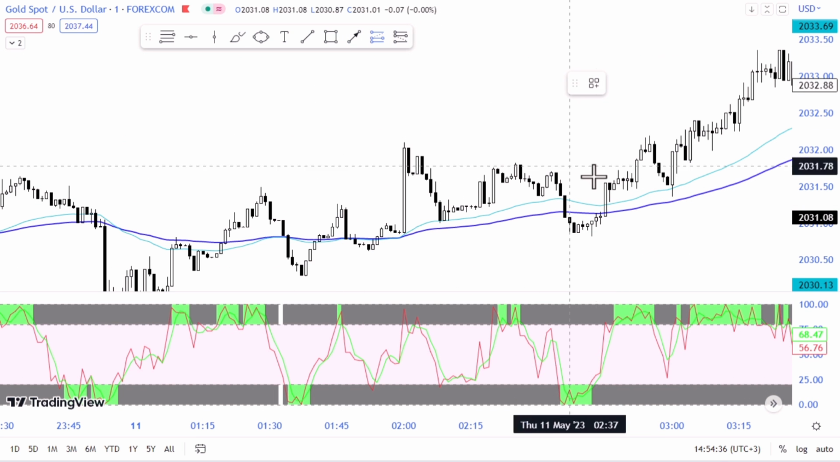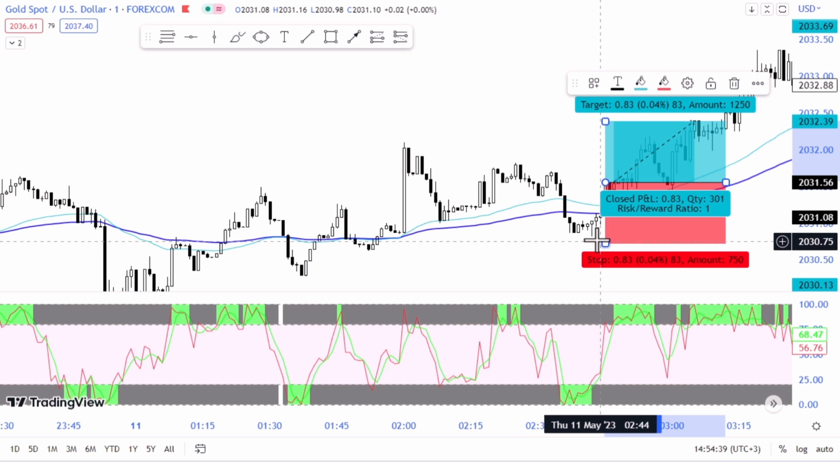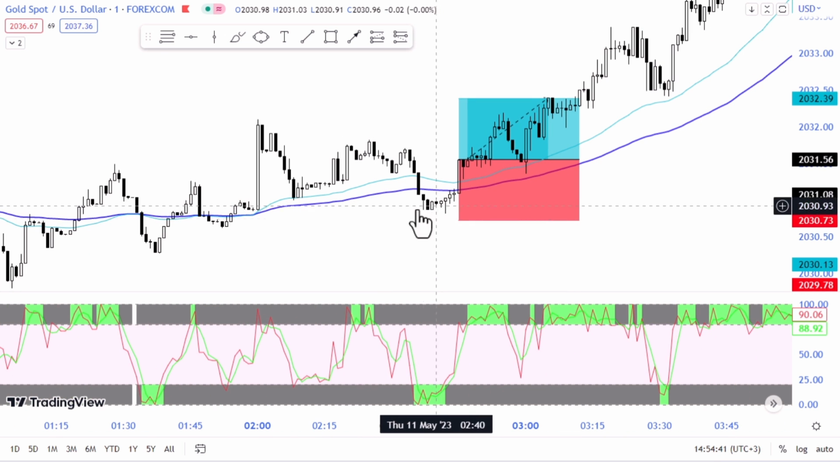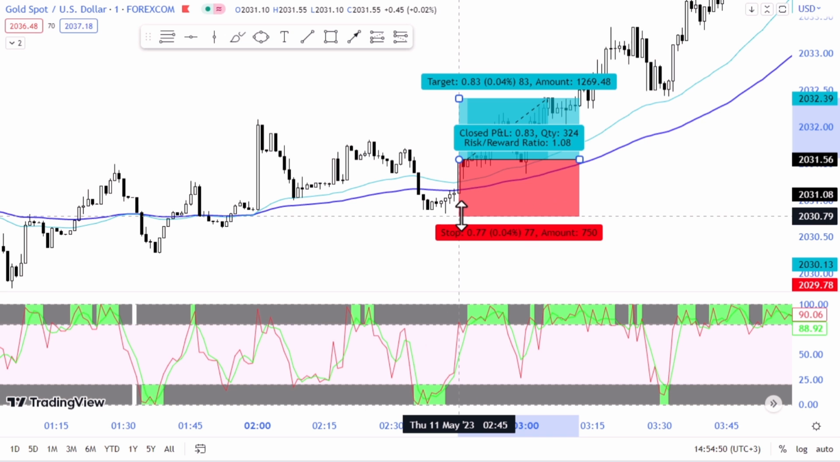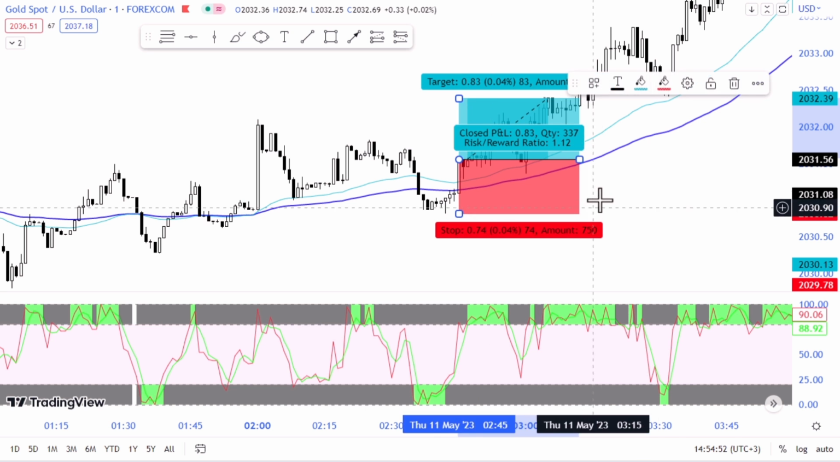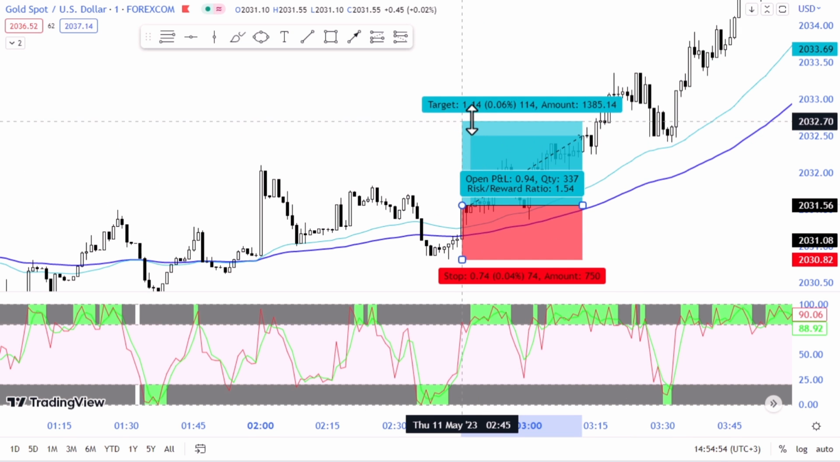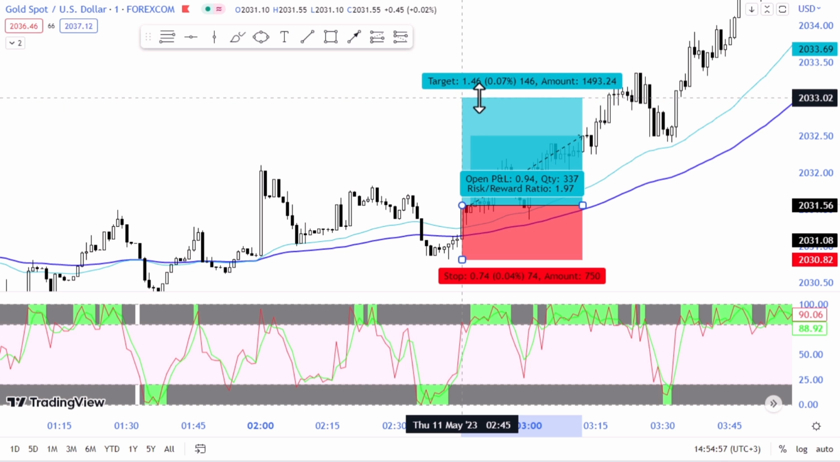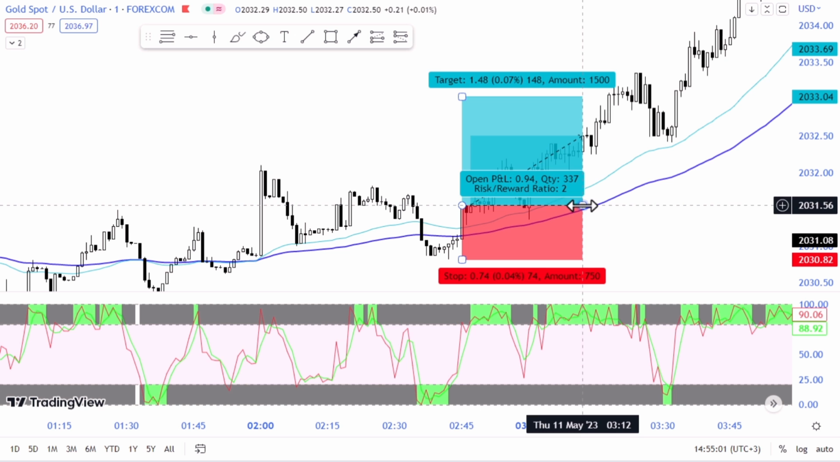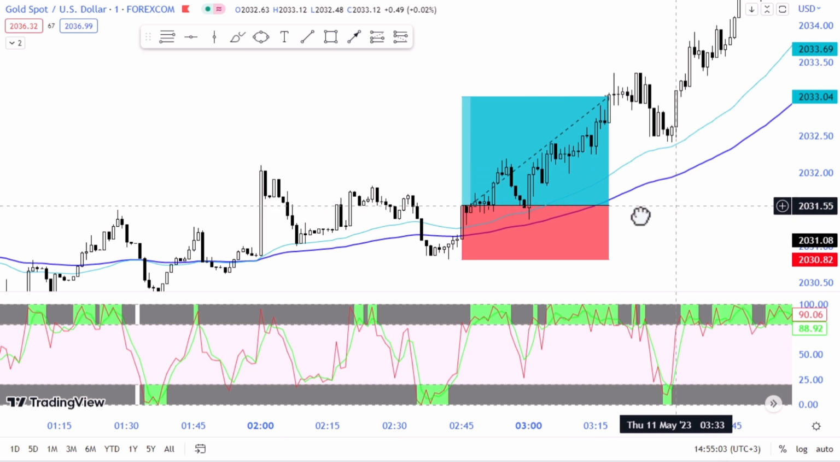So let's enter a long trade here, put our stop loss where? This is the best place to put our stop loss because this is already below the 100 EMA and this is the latest reliable swing low. So I'm gonna put my stop loss here, and go 2 times bigger than my stop loss for my take profit. So it's a 1 to 2 risk to reward ratio, and guess what, it was a successful trade.